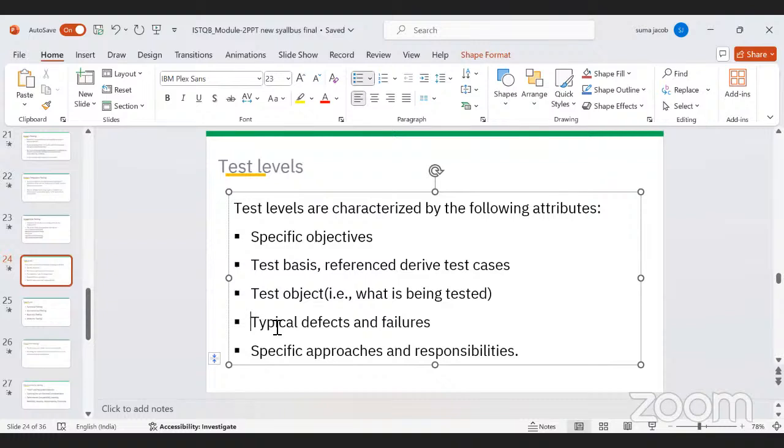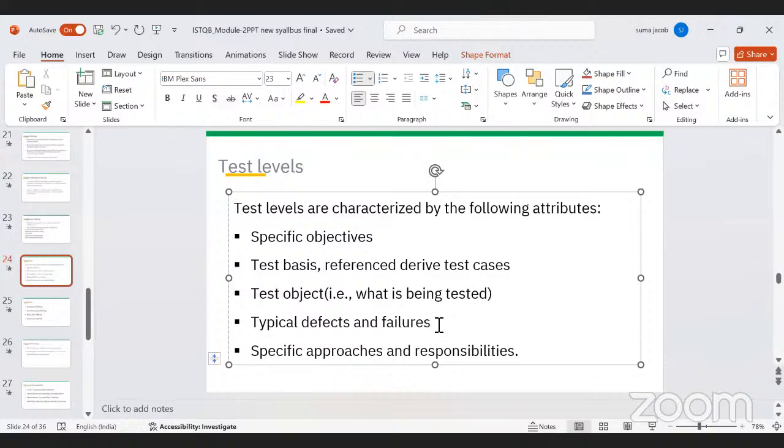So the next one is typical defects and failures. What would be the typical defect in component testing? Some errors or issues in the code, that would be a typical defect in component testing. What would be a typical defect in component integration testing? Some communication issue between two different components.